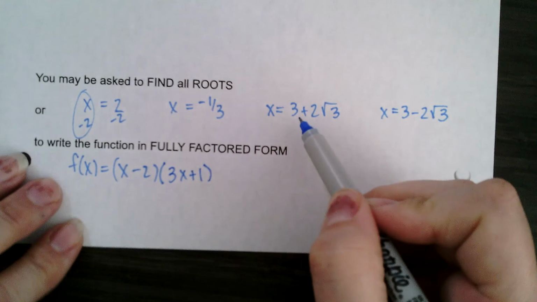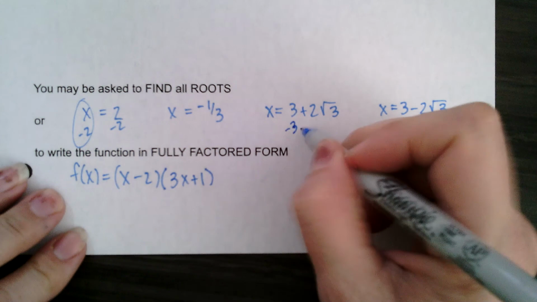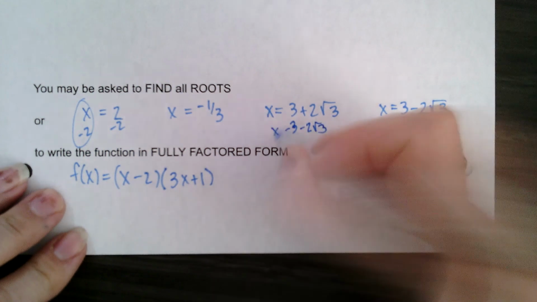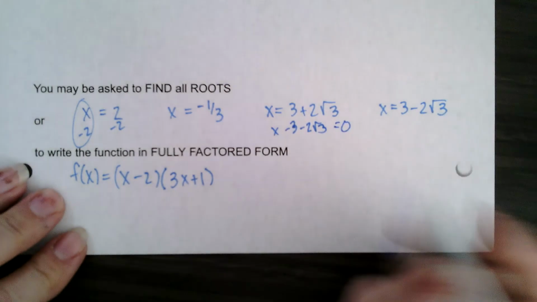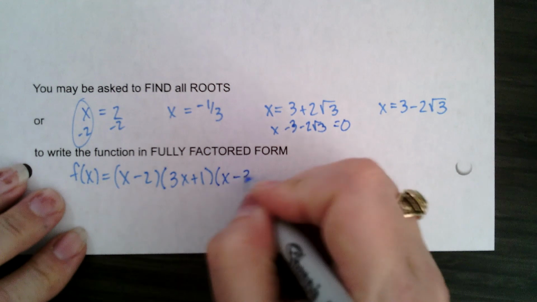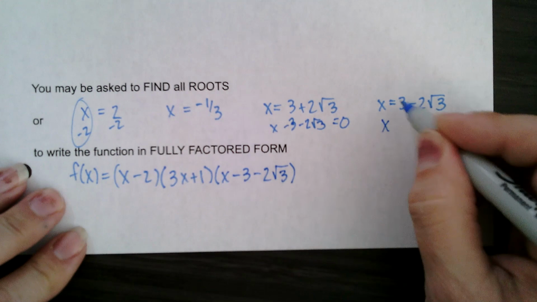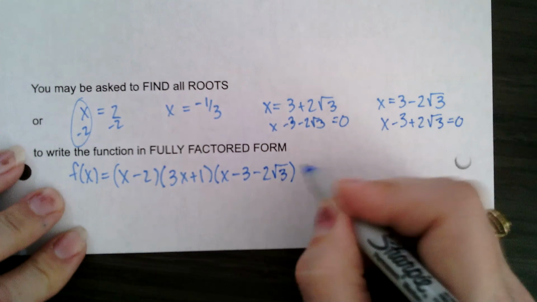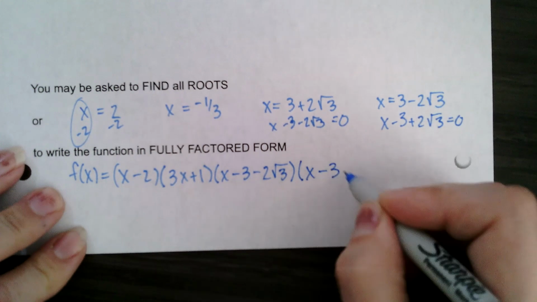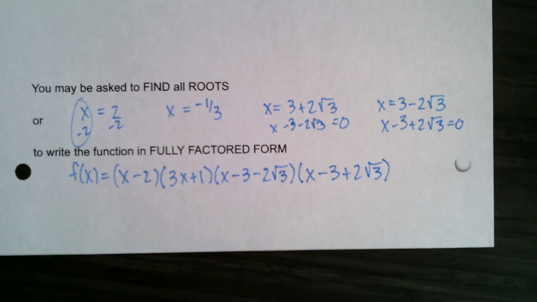And then on these last two that are irrational, basically you're just going to add and subtract both of the terms over to the other side. So it'll be x minus 3 minus 2 square roots of 3, because we want to get it equal 0. So x minus 3 minus 2 square roots of 3 for one of them. And then on this one, we would subtract the 3, but add the 2 square roots of 3. So x minus 3 plus 2 square roots of 3. And that would be that polynomial in what we call fully factored form.